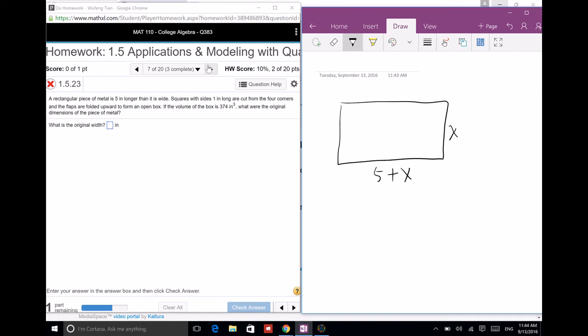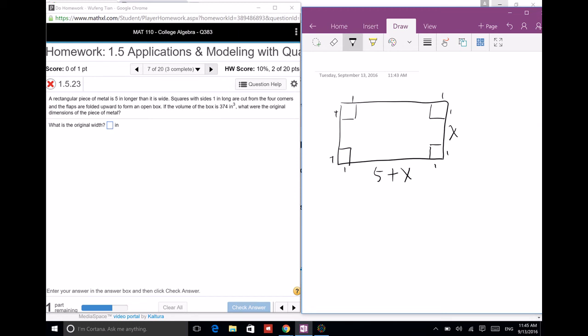So basically we cut off here, here, here, and here. Okay. So we cut all of 1. So this is 1, this is 1, this is 1, this is 1. Okay, so all are 1 inch squares. They cut it off, and the flaps are folded upward to form an open box. Then you flip it over, you're going to have a box.